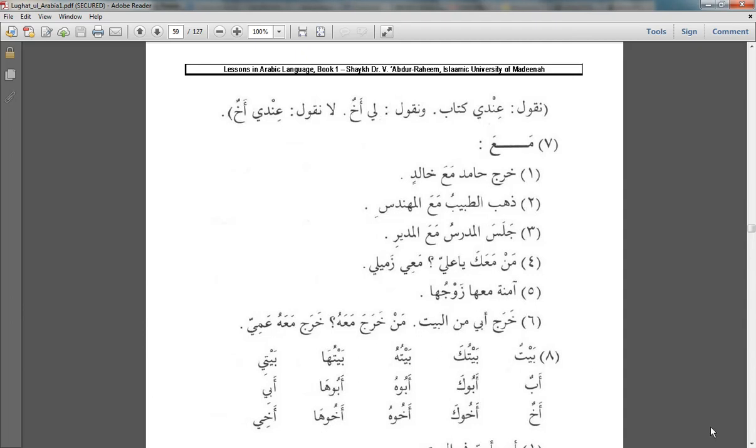Now we use in خرج أبي من البيت. من خرج معه. خرج معه عمي. My father left the house. Who left with him? معه. So here we have a ضمير instead of an actual noun, a pronoun instead of a noun. So معه, who left with him. خرج معه عمي. My uncle left with him.